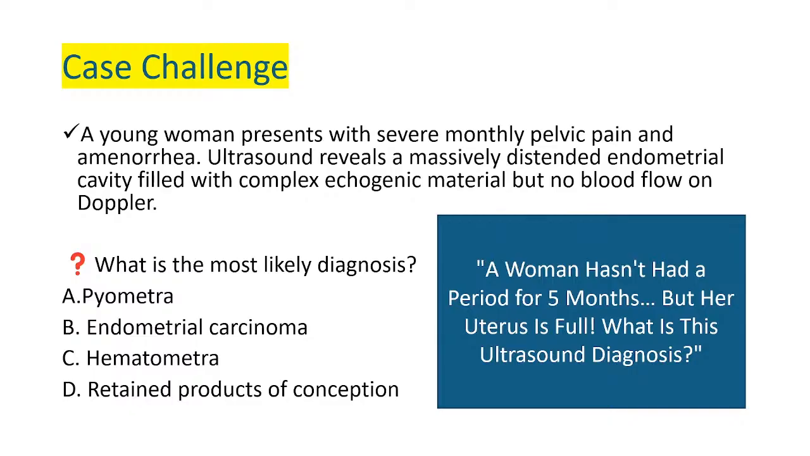A woman hasn't had a period for 5 months, but the uterus is full. What is the most likely diagnosis? So this type of small history must capture everything. The moment that a patient is referred to you with such type of brief histories, at the back of your mind, you should also start to think about hematometria. That's a good possibility. You have to think about it.